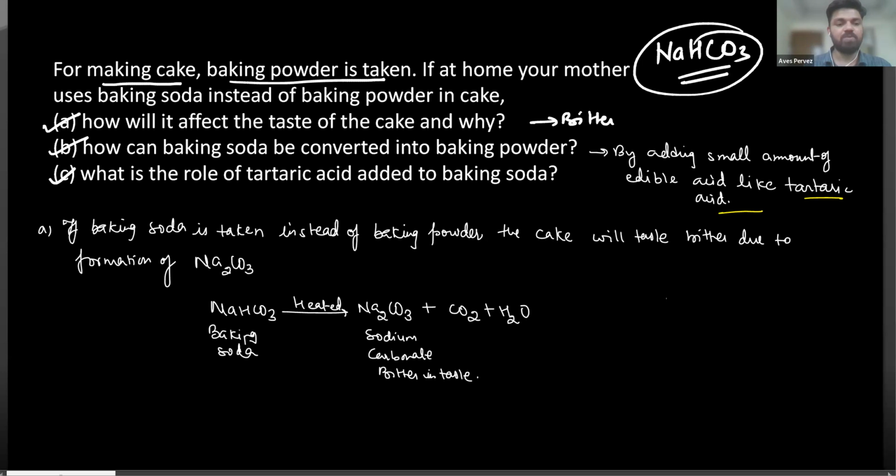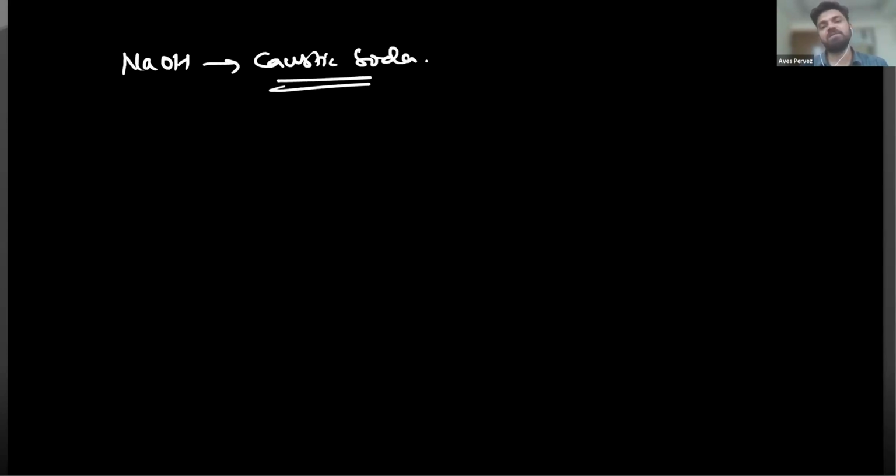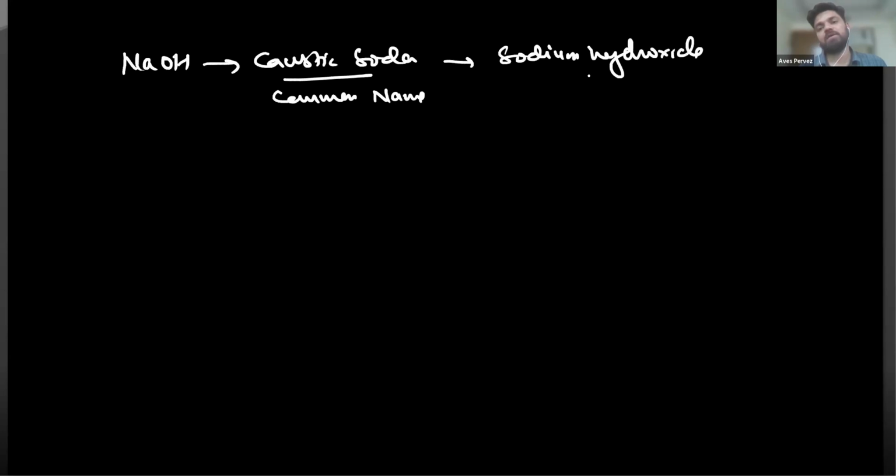Let's talk about the very important NaOH, caustic soda. What is caustic soda and how is caustic soda prepared? Caustic soda is NaOH. It is called sodium hydroxide. Caustic soda is the common name, but the chemical name is sodium hydroxide.